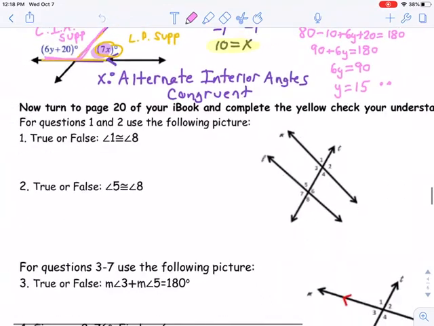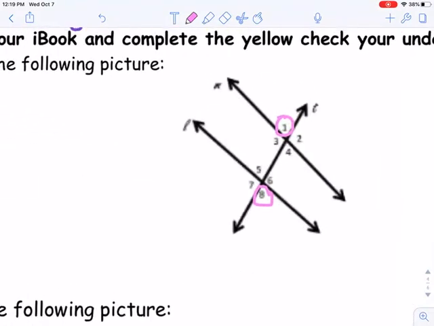So anyway, true or false, is angle 1 congruent to angle 8? What I recommend in this unit is always just circle angle 1, circle angle 8. Circle the angles you're talking about, or highlight, underline, emphasize them in any way. All right, so true or false?